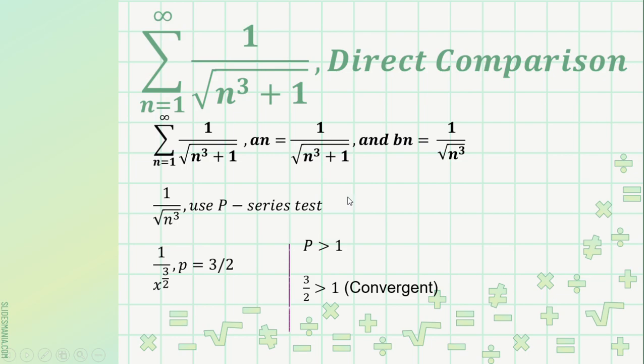So 3 over 2 is bigger than 1 because 3 over 2 is like 1.5. Yeah, 1.5, and 1.5 is bigger than 1. So it means that it is convergent. Now, because bn, 1 over root n to the power of 3, is convergent, it means that an is convergent also.